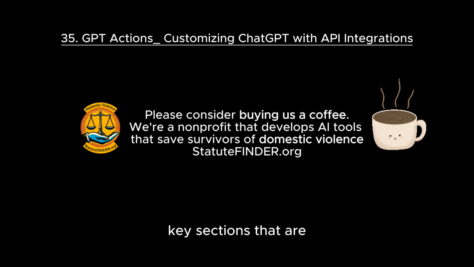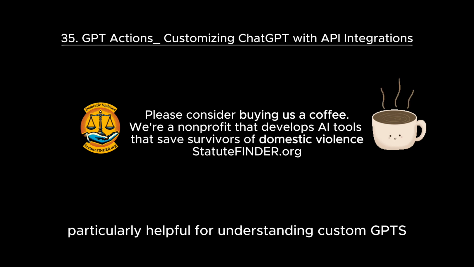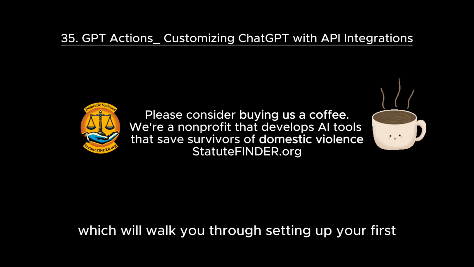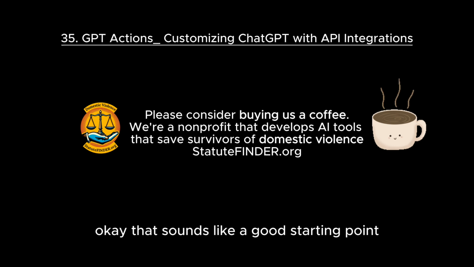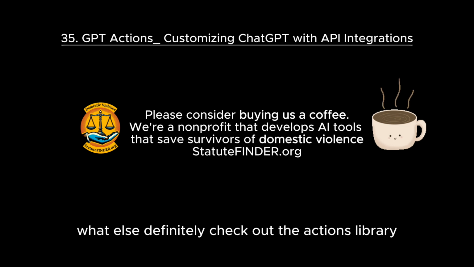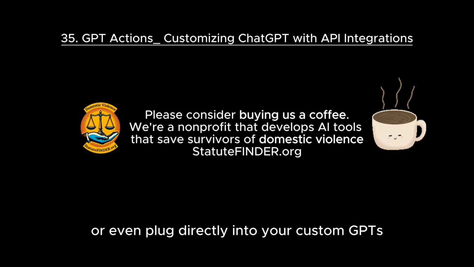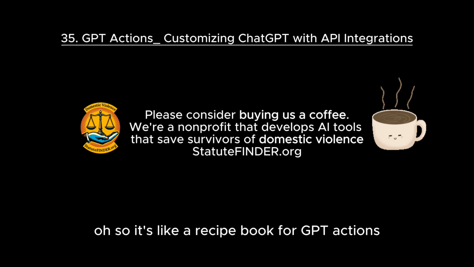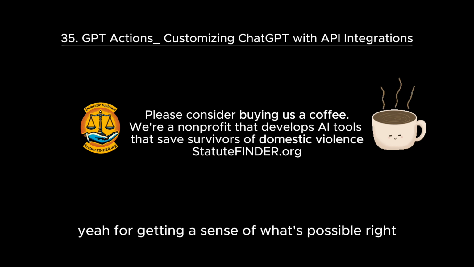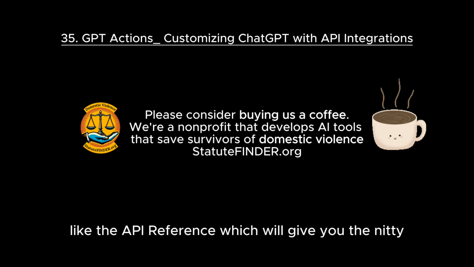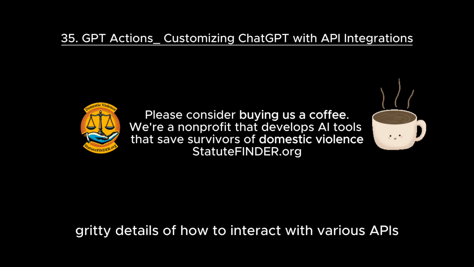Are there any particular landmarks we should be on the lookout for? Absolutely. There are a few key sections that are particularly helpful for understanding custom GPTs and GPT actions. One is the Quick Start Guide, which will walk you through setting up your first custom GPT. That sounds like a good starting point. What else? Definitely check out the Actions Library. It's a collection of pre-built GPT actions that you can use as inspiration or even plug directly into your custom GPTs. So it's like a recipe book for GPT actions. Yes. I can see how that would be really helpful for getting a sense of what's possible. Right. And as you get more comfortable, you can dive into the more technical sections like the API reference, which will give you the nitty-gritty details of how to interact with various APIs.